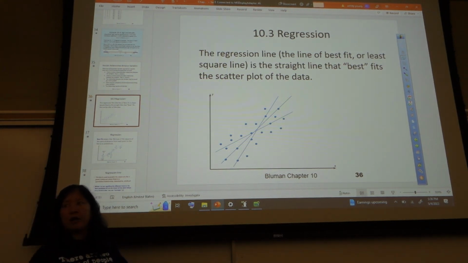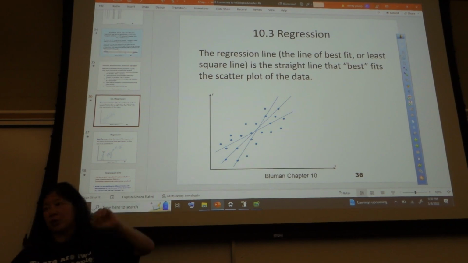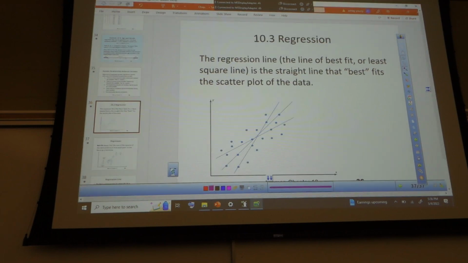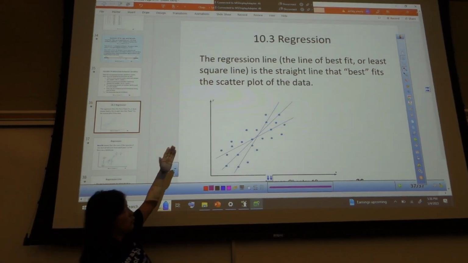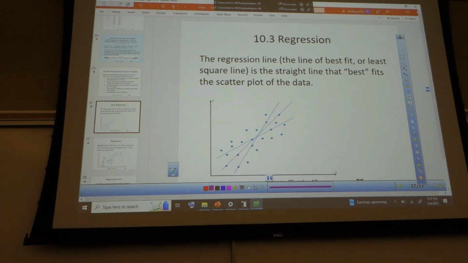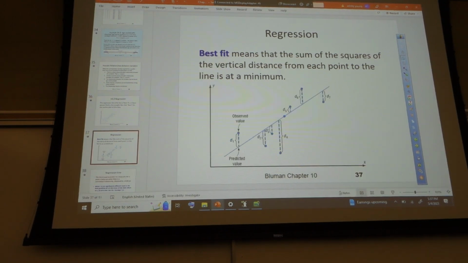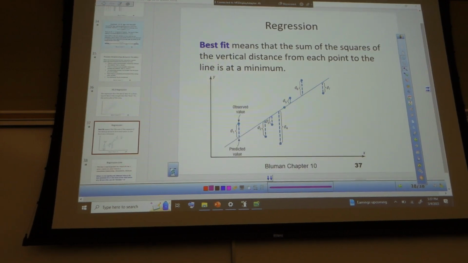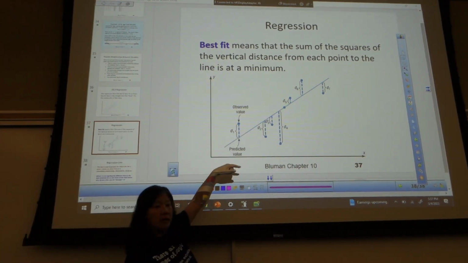Perfect. Now we're going to move on to the second half of chapter 10, which is regression. The regression line, also known as the line of least squares, is the line that best fits our data. If you have the line that best fits your data, how do we do that? I actually had to do this long, long ago when I was in school. You compute the distance straight up or down from every point to that line.